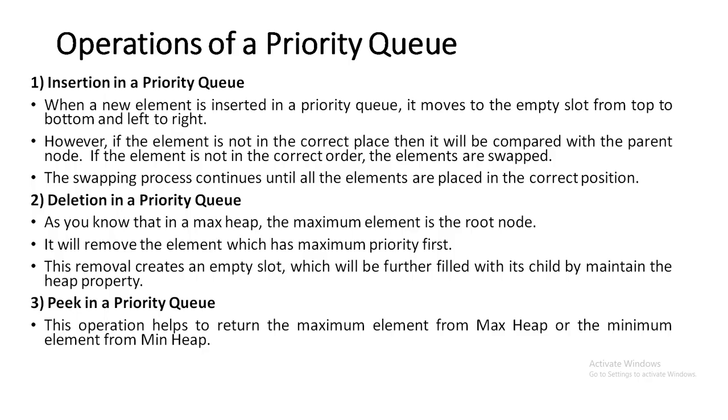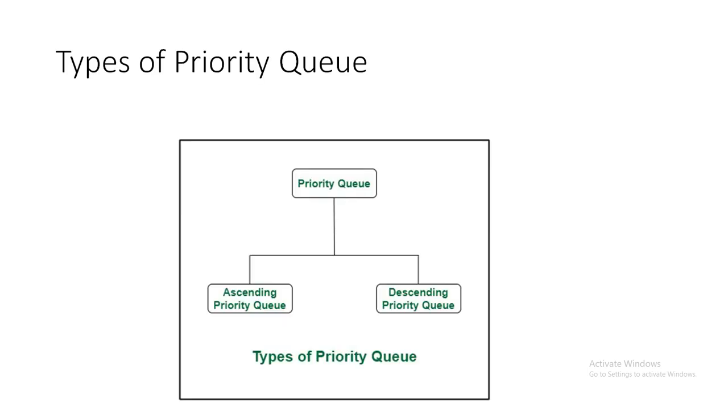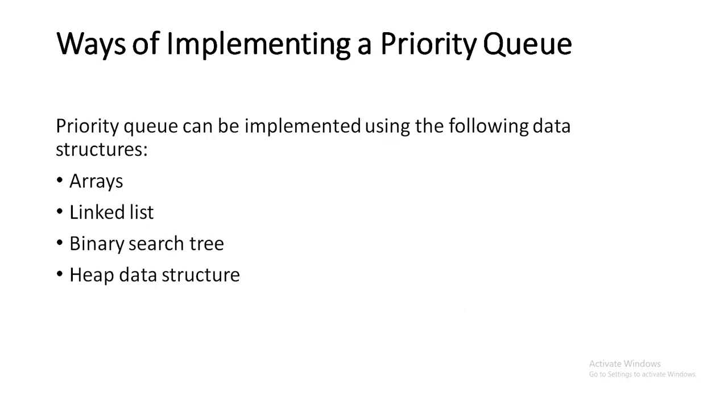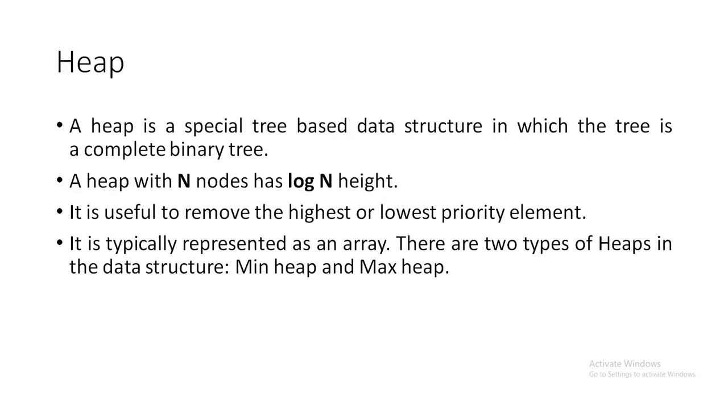In a similar way, in a min heap, all the lower level nodes must be greater than the root node present at any particular level. That is the priority we are giving. So a priority queue is ascending or descending. We can implement the priority queue using arrays, linked lists, binary search trees, and the heap data structure, but we are focusing on the heap only, which is a tree data structure.